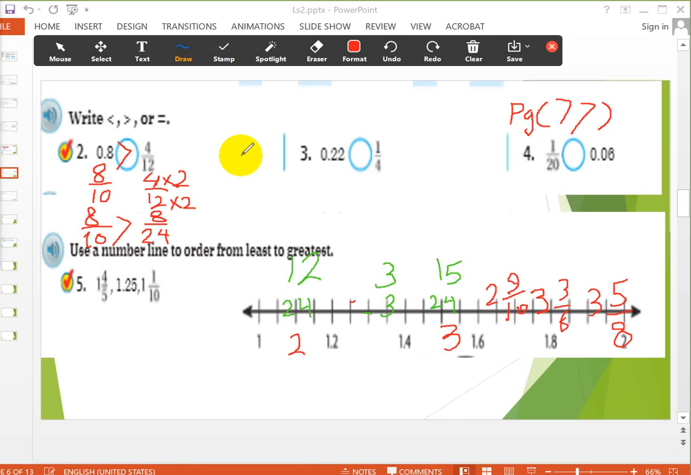Now, if I want to write 1 over 4 as a decimal, how will I write the fraction as a decimal? I will divide numerator on denominator. And we did this before. So look, let's divide 1 on 4. First thing, 1 divided by 4, so it will be 0 in the ones. 0 multiplied by 4 equals 0.